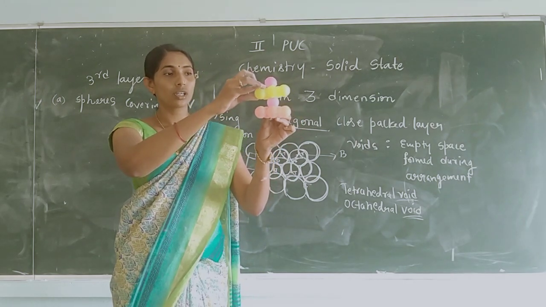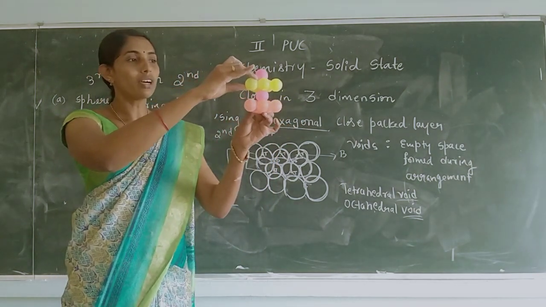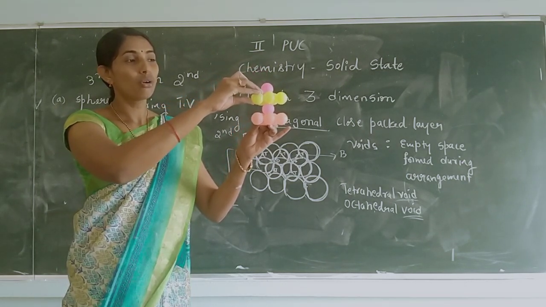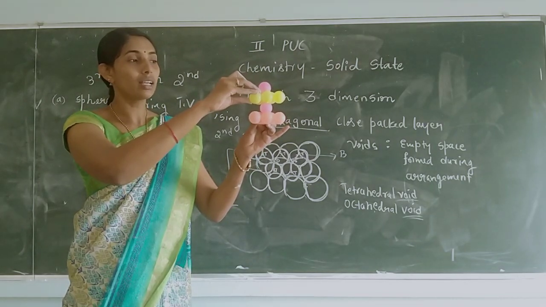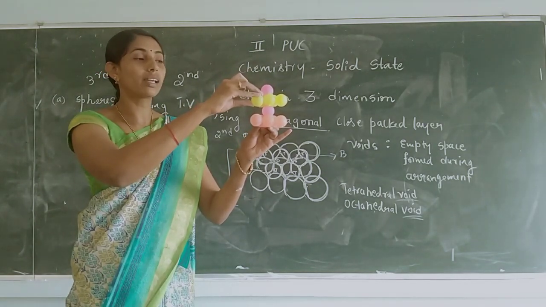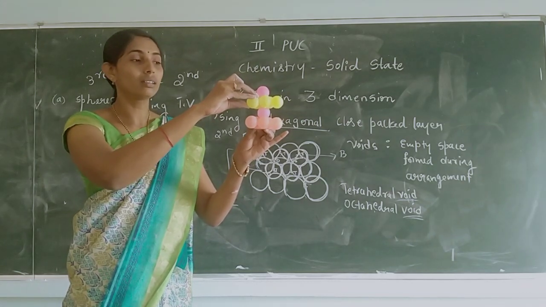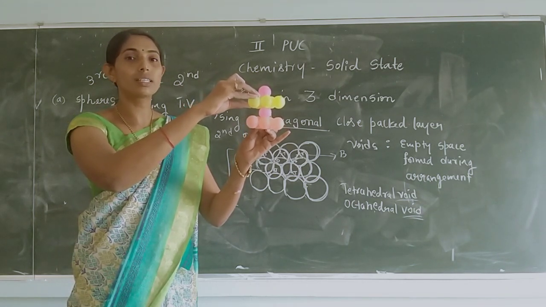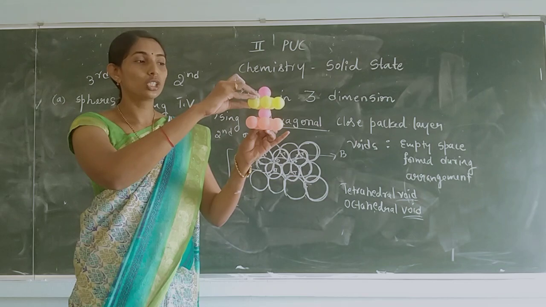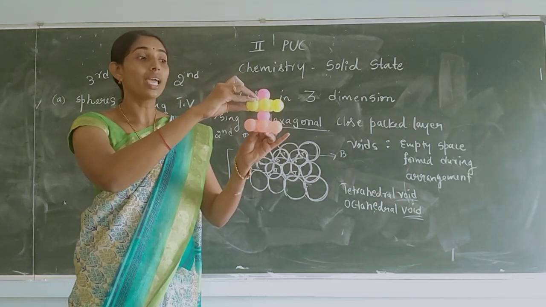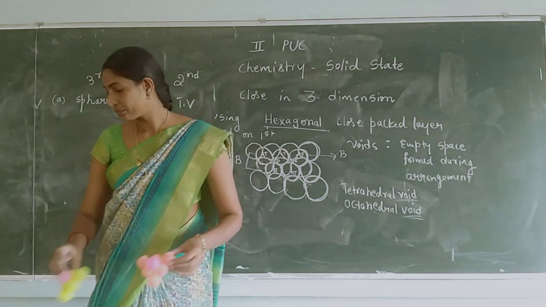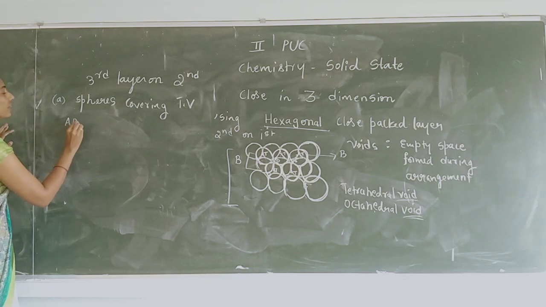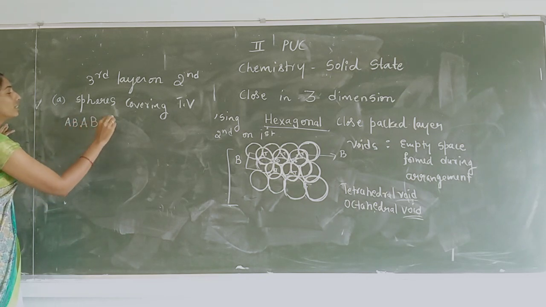Okay, so look at the structure here. First layer is A, second is B, again the third layer is A, which resembles the first layer. Fourth layer resembles the second layer, correct? Third layer resembles the first, fourth layer resembles the second, correct? So therefore what pattern repeats there? AB pattern repeats. So the spheres covering the tetrahedral void, here the AB pattern repeats.